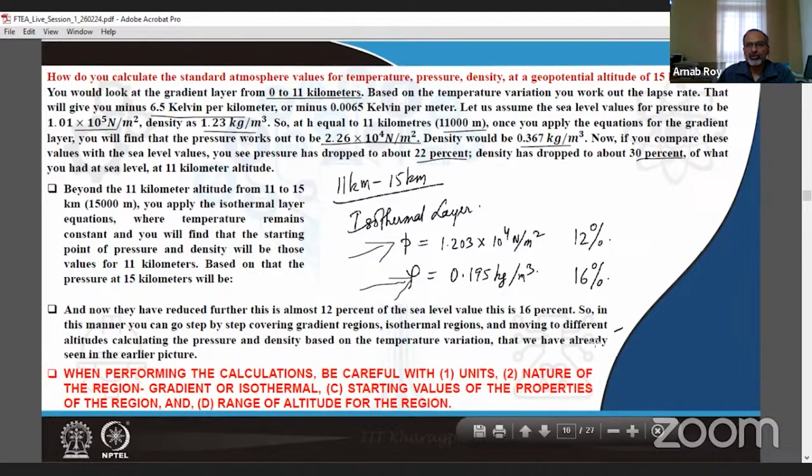A few words of caution that you should keep in mind when you are performing such calculations: you should be careful with the units. You should be using consistent units, the nature of the region, whether it's a gradient or isothermal region, the starting values of the properties of that particular region, and the range of altitude for that particular region. If you are keeping track of these aspects, then I don't see any problem that you might encounter. So good luck with the calculations.